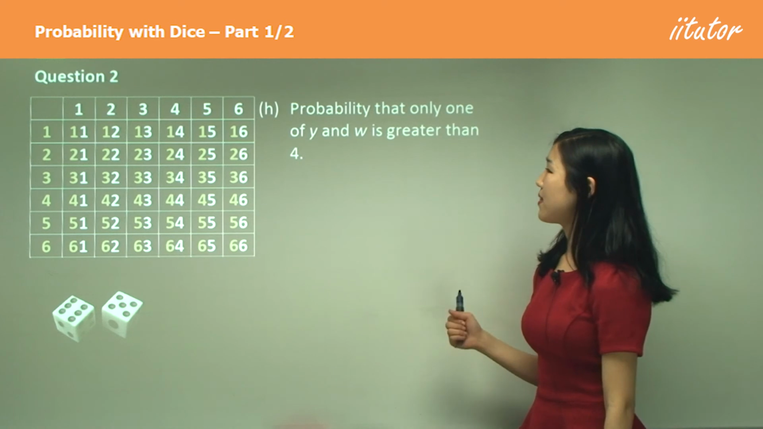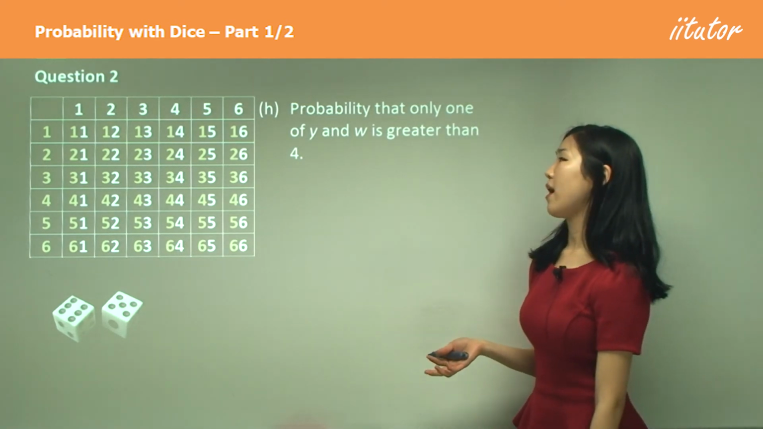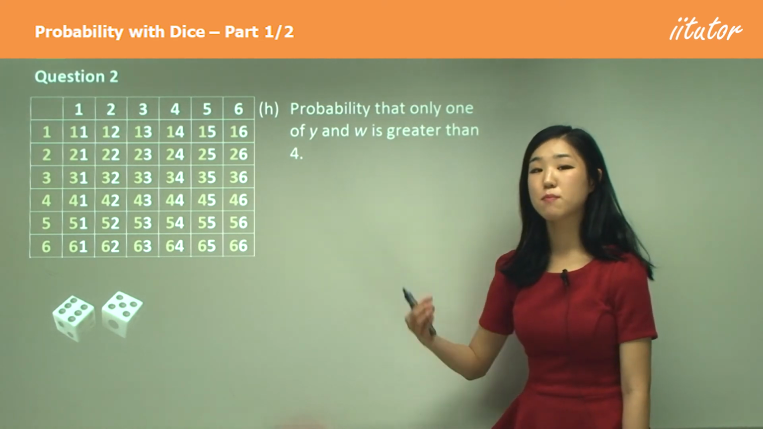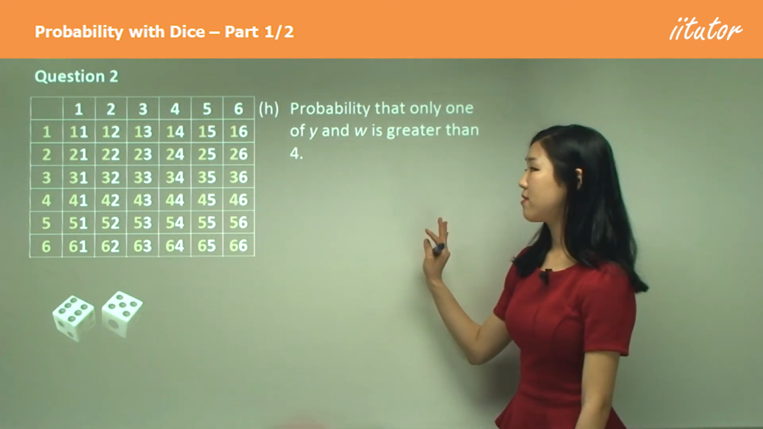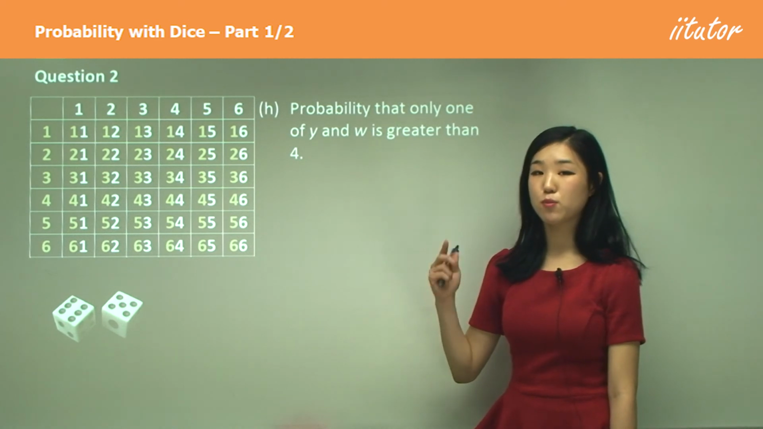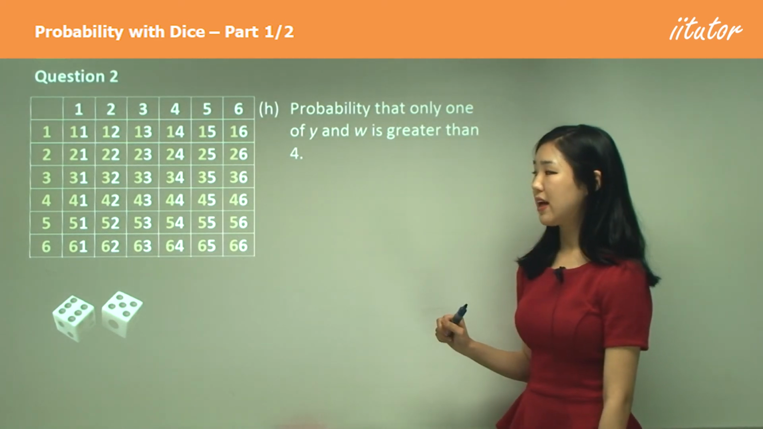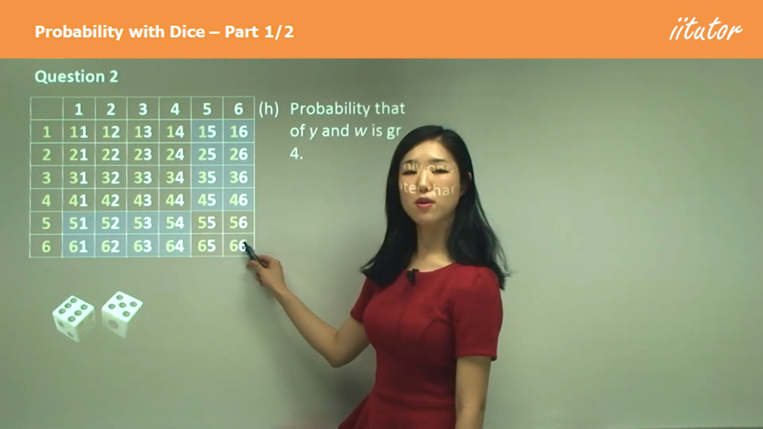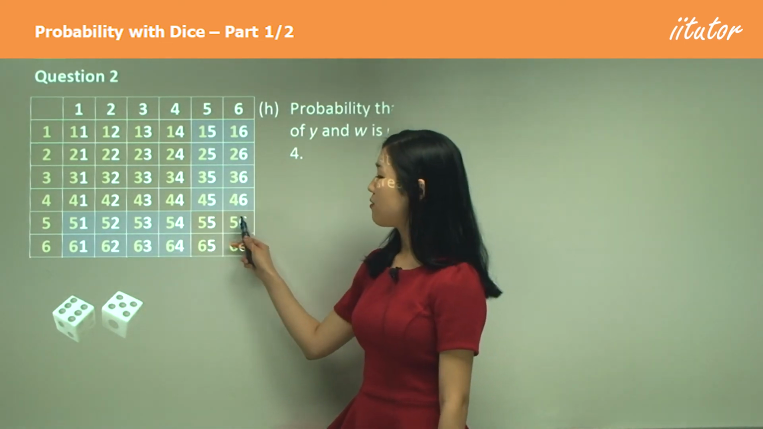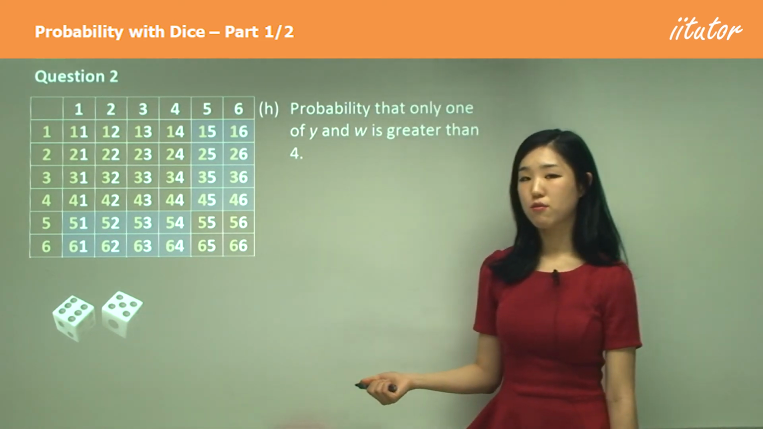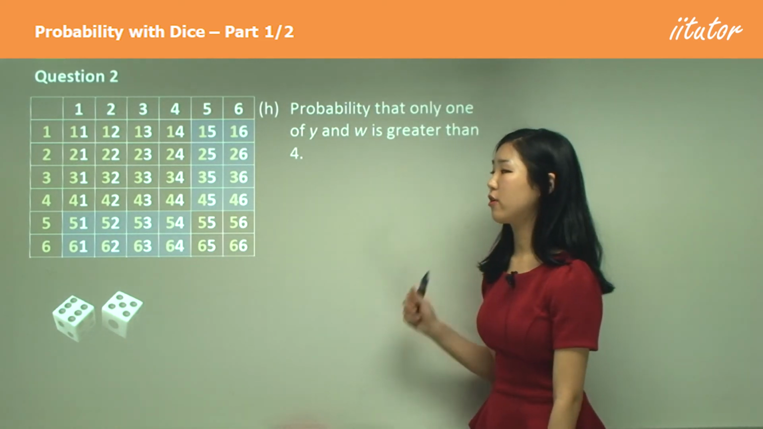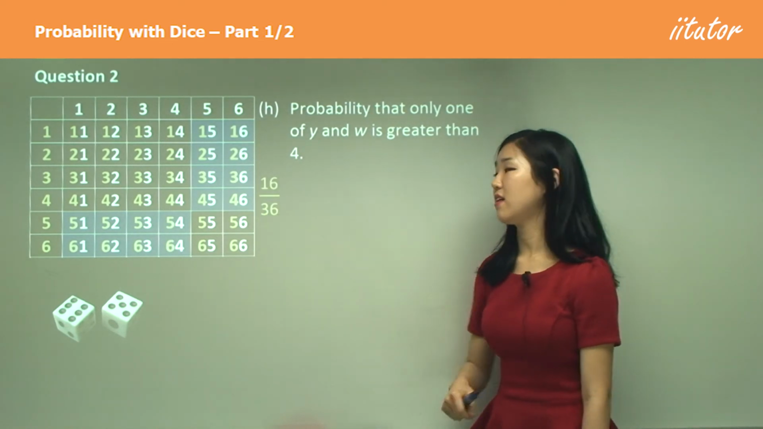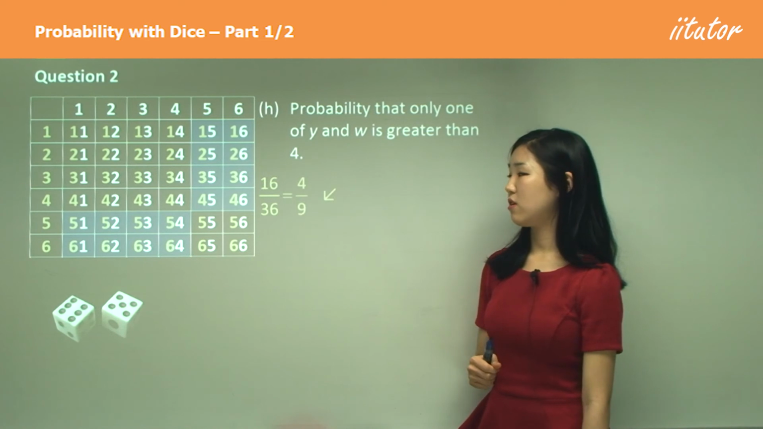H, probability that only one of yellow and white is greater than 4. So in the previous question it says at least, which means both of them can be greater than 4. But in this question I only want one of them to be greater than 4. So it's going to be a lot less. It's only going to be these ones, excluding these ones. We're not going to include these because you can see for these ones, both of them are greater than 4, but I don't want both to be greater than 4. I only want one of them. So it's simply going to be 16. If you count them up, you get 16. So 16 out of 36, which simplifies to 4 on 9.